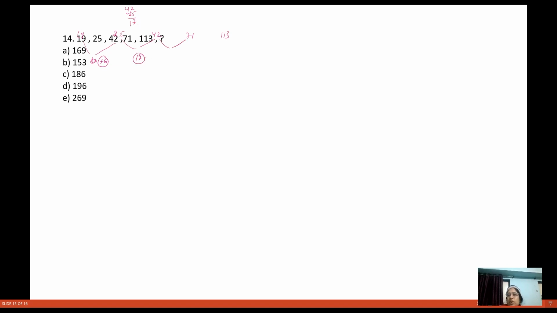And 71 to 42, what is the difference? This is 29 difference. Now I think everybody must be able to guess what is happening here. This difference is 6. This difference is how much? 17. This difference is how much? 29. And this difference is how much? 113 minus 71, so this is 42.